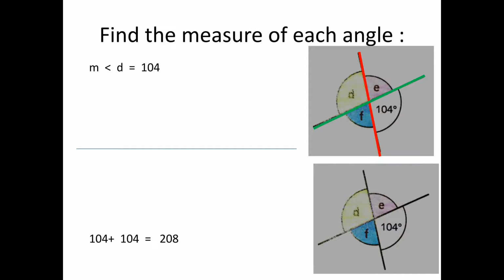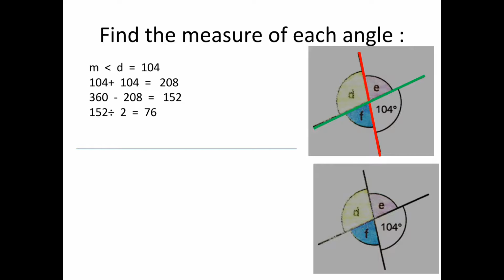What do I have here? I have 104 and another 104. This is D and the one that's opposite to it. It will give you 208. Then make 360 minus all of what you have. It will give you 152. This 152 is for two angles together, E and F together. So how to get E by itself and F by itself? Just divide this number by 2. So the measure of angle E will be equal to 76 degrees. The measure of angle F will also be equal to 76 degrees.